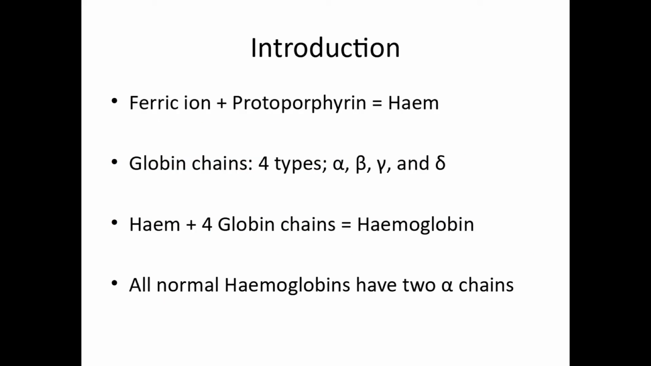Coming to the introduction, we all know that hemoglobin is made of heme and globin chains. Iron plus protoporphyrin is the one that gives rise to heme, and this then combines with 4 chains, that is globin chains, to give rise to hemoglobin. So there are 4 types of globin chains. Those are alpha, beta, gamma and delta. This is in adults. Heme along with 4 globin chains will give rise to hemoglobin, and all normal hemoglobins in adults will have 2 alpha chains. A very important point to remember.